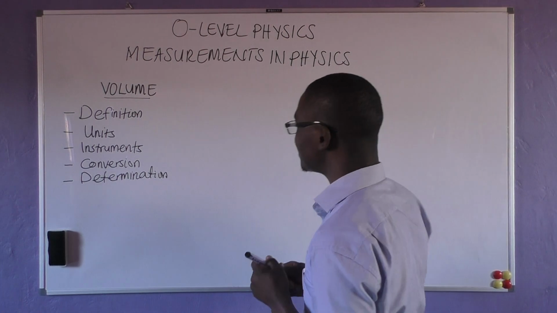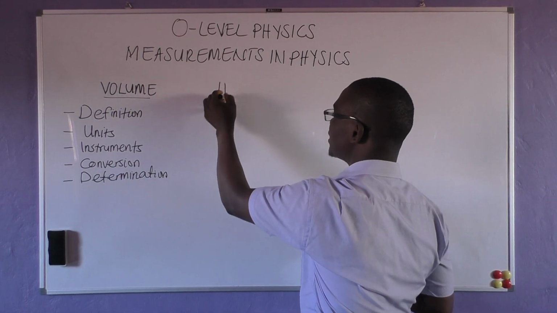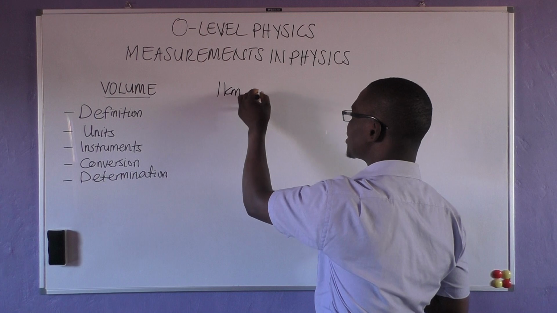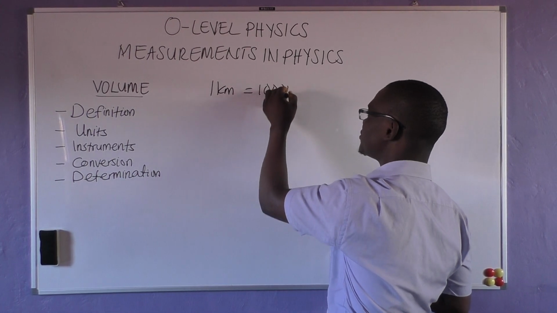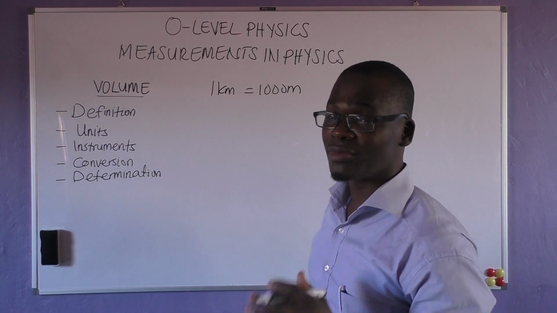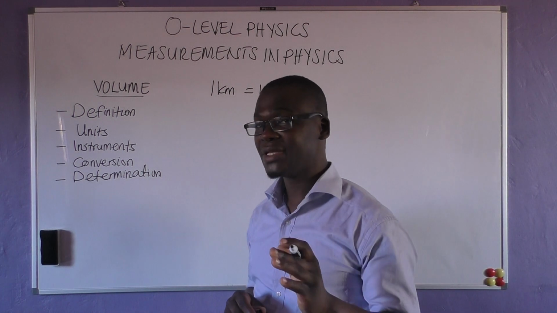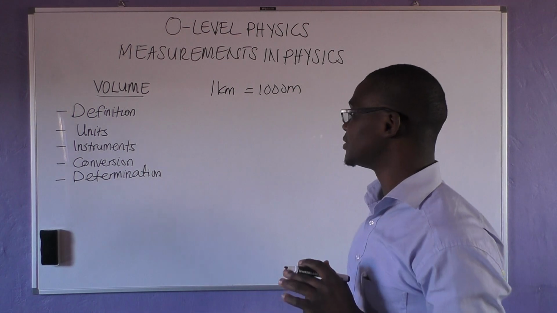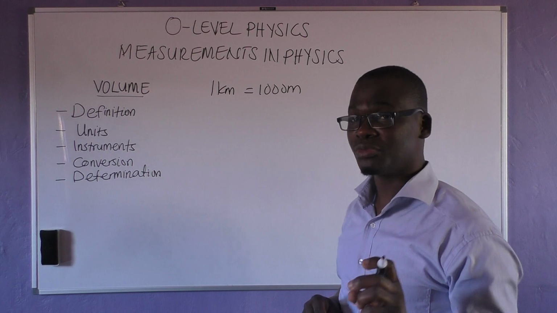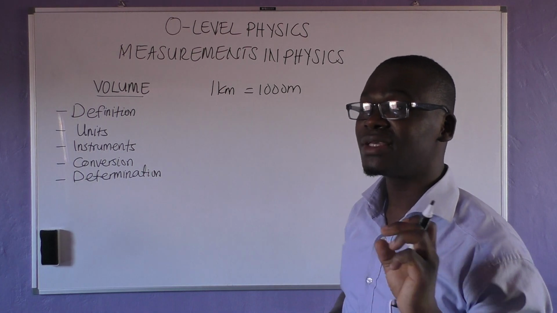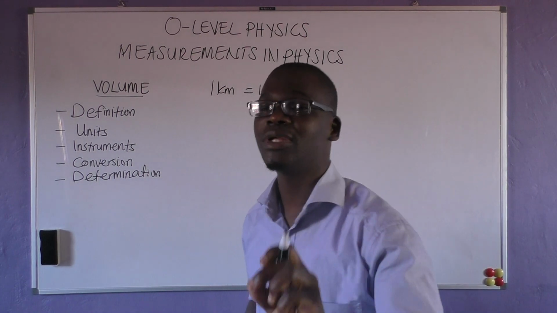We know that 1 kilometer is equivalent to 1,000 meters. What about 1 kilometer cubed? Remember, volume is measured in cubic units.